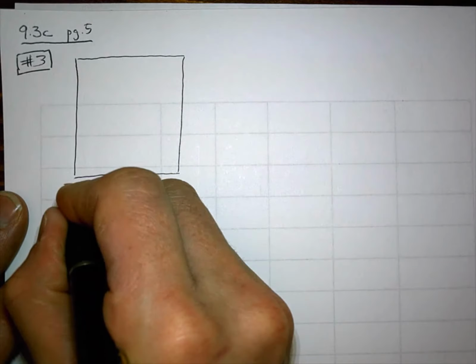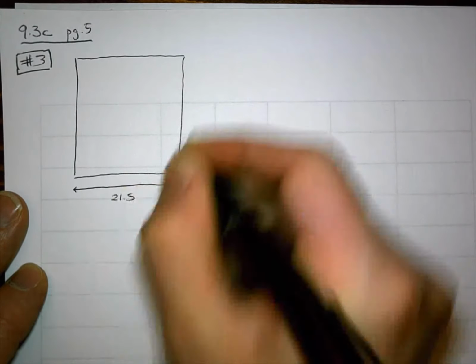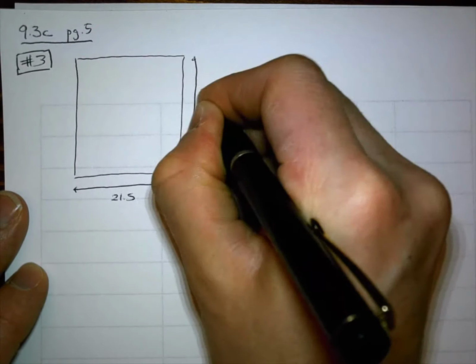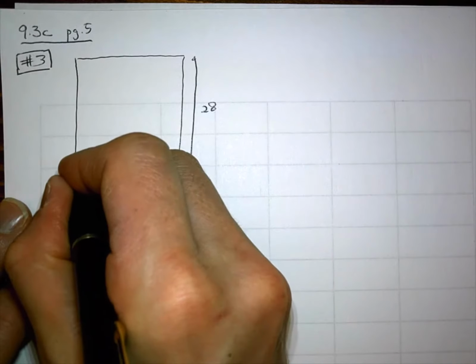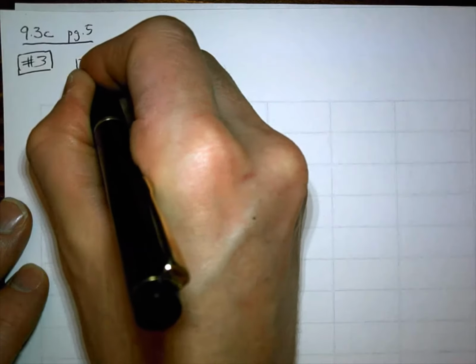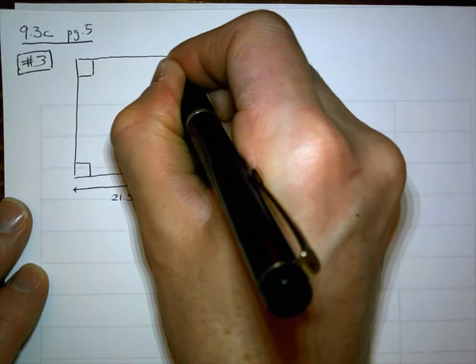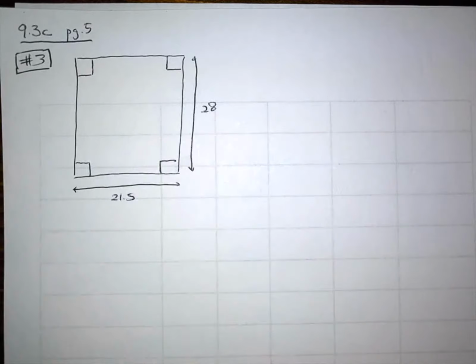And okay, it was what? I think the dimensions were 21.5 by 28 centimeters. Okay, and we're going to cut 4 corners out of the page. Okay, what did it say again? Let's just go over this again.